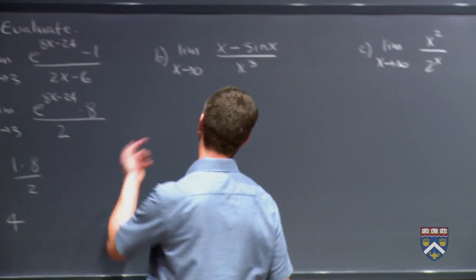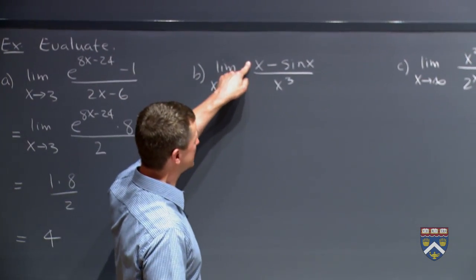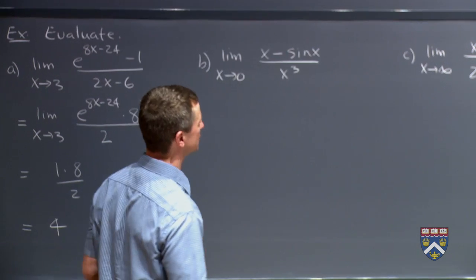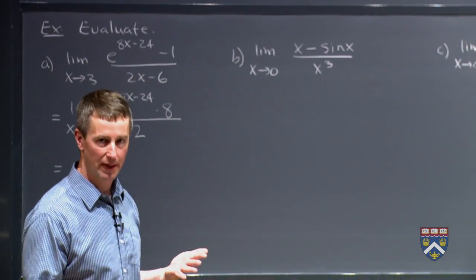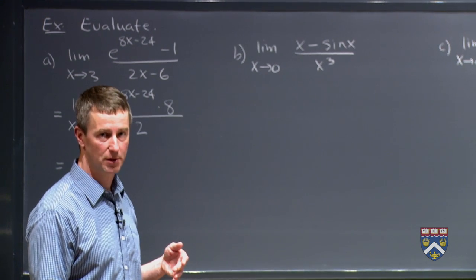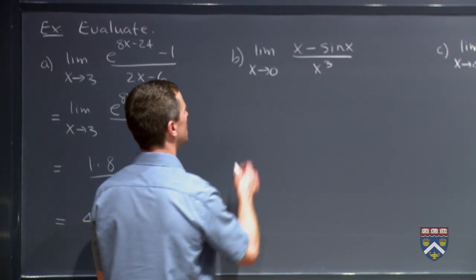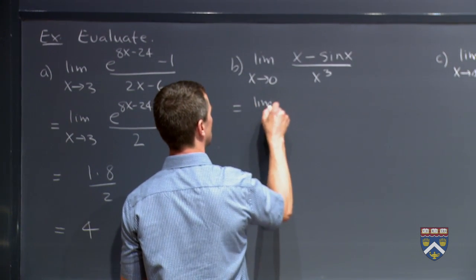Let's try another example. X is going to 0, so this is going to 0 minus sine of 0. Sine of 0 is 0, so the top is going to 0, and so is the bottom. So again, we know that 0 over 0 is not always 1. This is an indeterminate form. We need more investigation. L'Hopital's rule tells us what we should do.